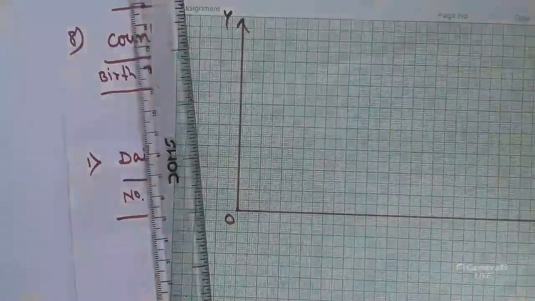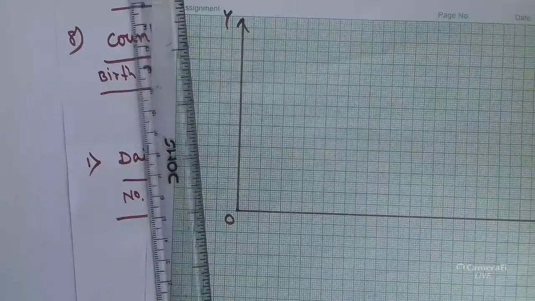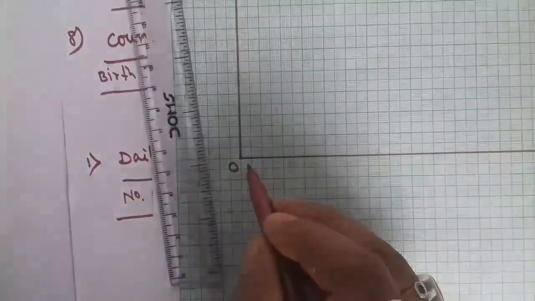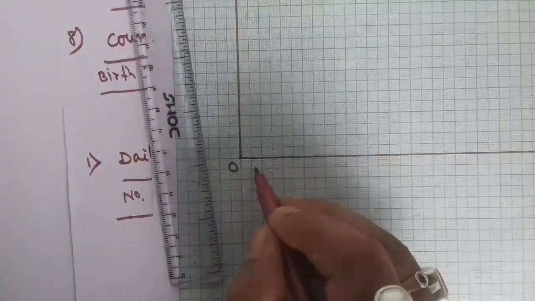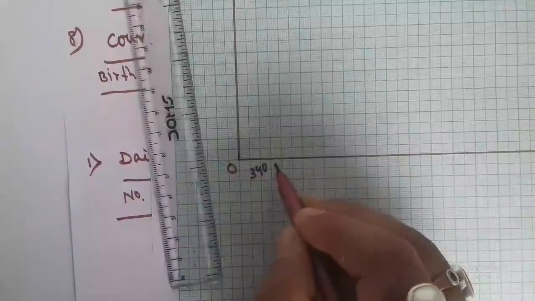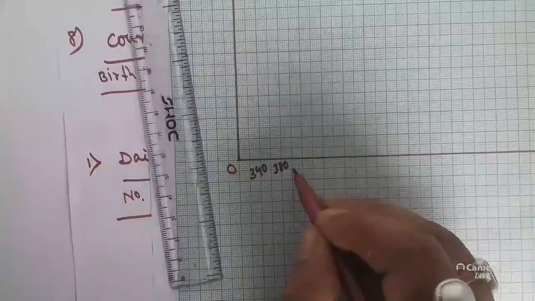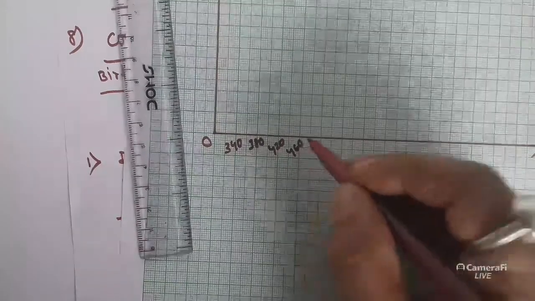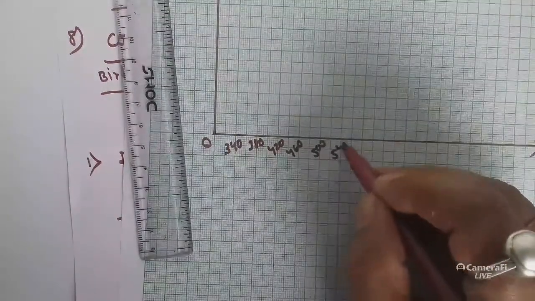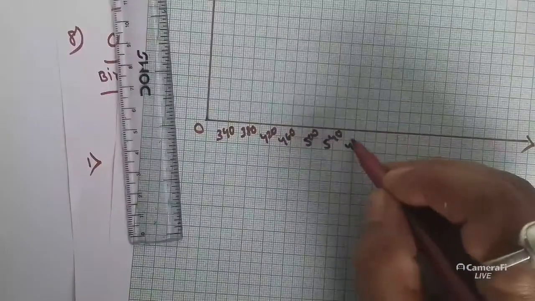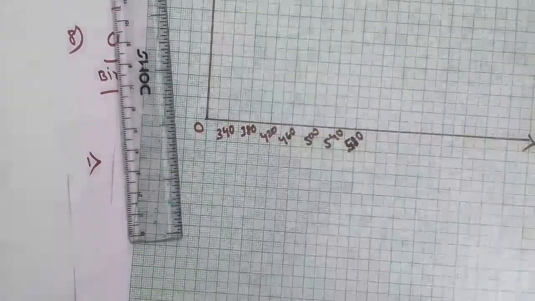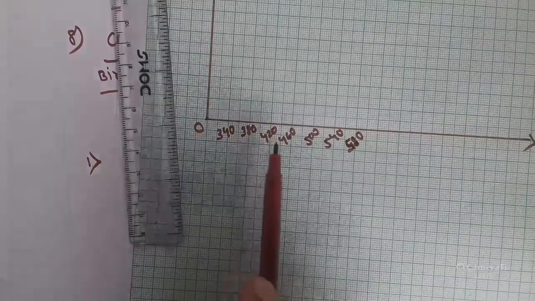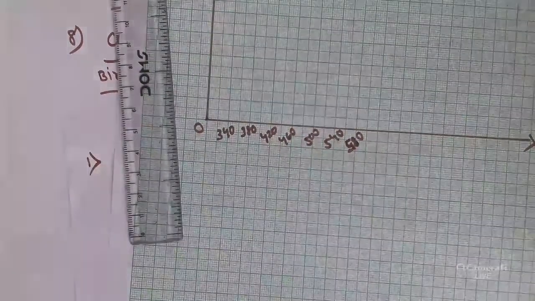Now we have to take the scale, that is 340 to 380. So in the first box on this line we have to write 340, then 380, then 420, 460, 500, 540 and 580.